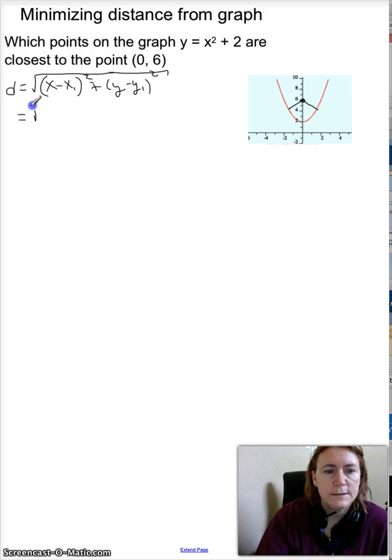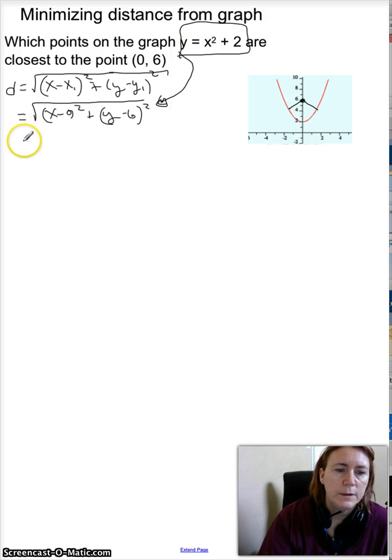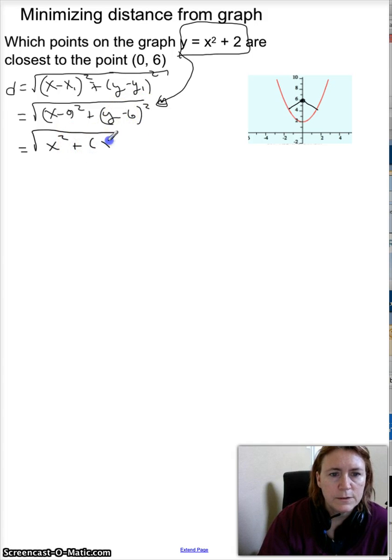So my distance is the square root of x minus 0 squared plus y minus 6 squared. Now, this is my secondary equation, so I'm going to plug this into my primary equation. So my distance formula is the square root of x squared plus, now y is x squared plus 2, minus 6 squared. So let me rewrite this.